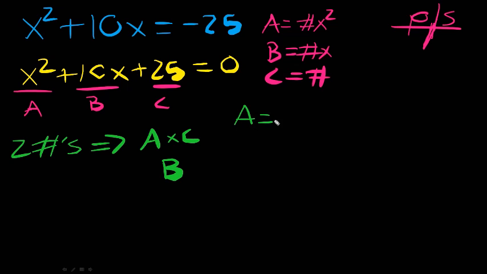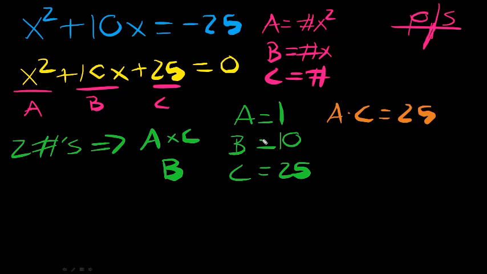In this case, our A term is equal to 1, and we always look at coefficients when we look at terms. We don't look at the variables, we look at the coefficients. We know that our A is 1, our B term is equal to 10, and our C term is equal to 25. So I need two numbers that when you multiply them equal A times C, which is 25, and B is 10. When you add them, they will equal 10.